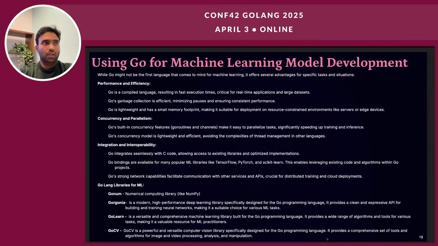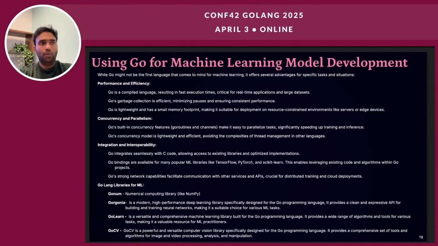We have Gonum, which is a numerical computing library similar to NumPy. We have Gorgonia. It's a modern high-performance deep learning library specifically designed for the Go programming language. It provides a clean and expressive API for building and training neural networks, making it a suitable choice for ML tasks.